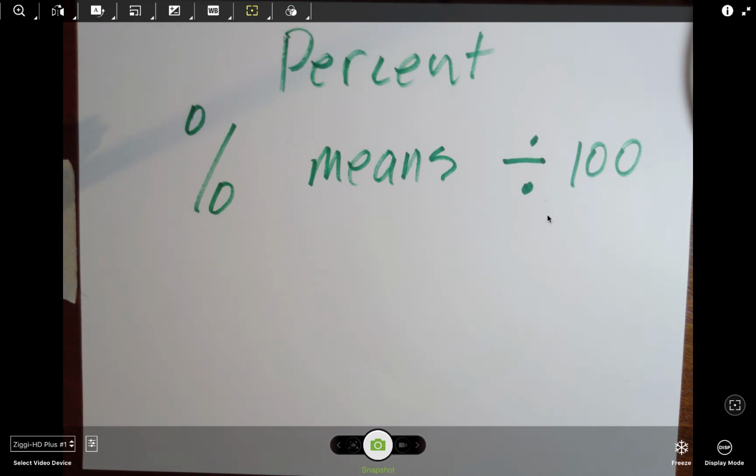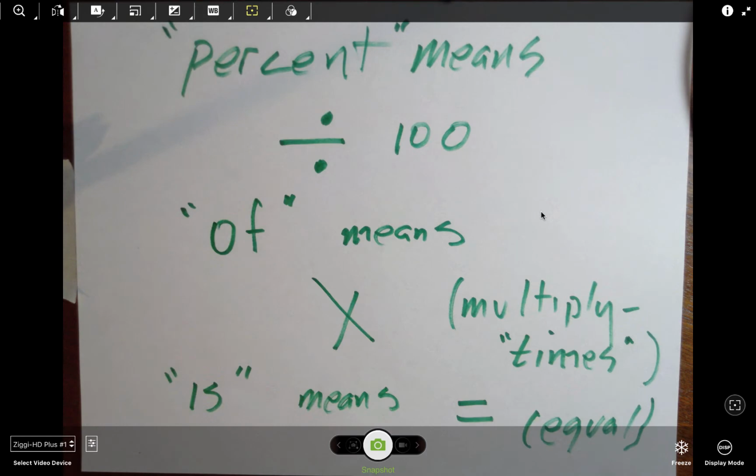Percent means divided by 100. It's that simple. In order to apply this, we'll want to translate other regular everyday English words into their mathematical meanings. Of means multiply or times. And then is, of course, just means equal.